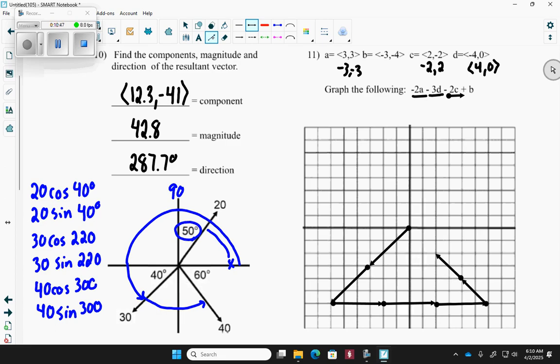All right, and lastly, D. I'm sorry, not D, but B. All right, notice it's plus B, so I'm not going opposite, so I'm actually using what is there. So that would be negative 3, 1, 2, 3, 4. There I am right there.